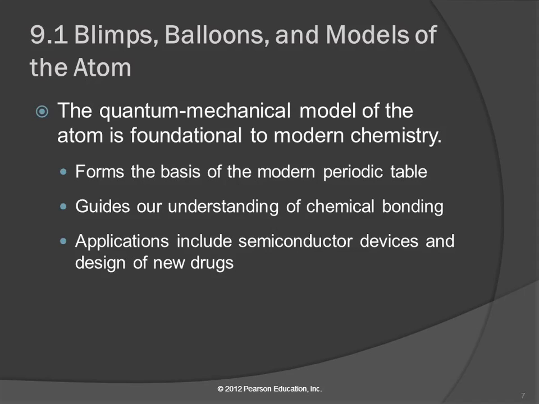We'll boldly tread. The quantum mechanical model is foundational to understanding modern chemistry. It's the basis of our modern periodic table. It guides our understanding of chemical bonding. Why do hydrogen and oxygen bond together to make water? And quantum mechanics also helps with applications like semiconductors, which are involved in computing, and this incredible technology that we have in our pockets, in our cell phones.